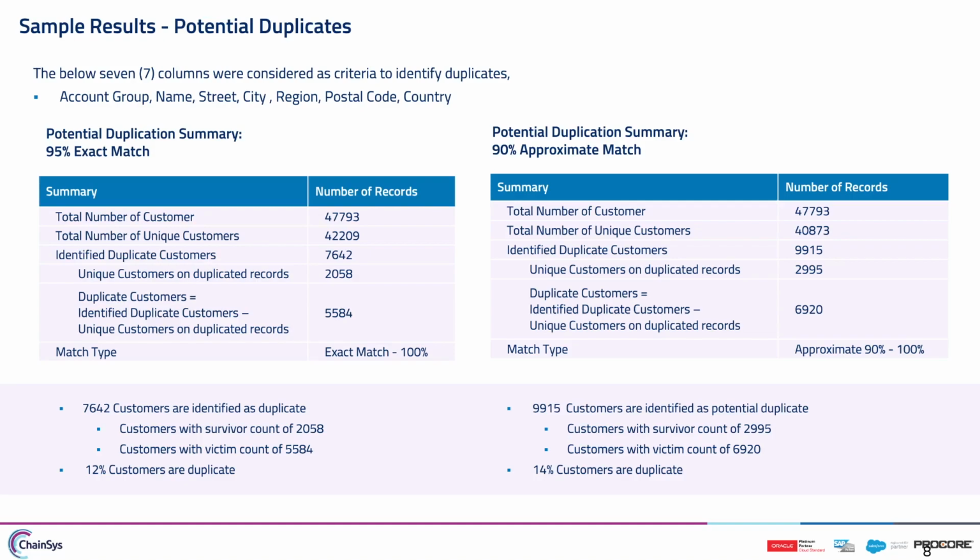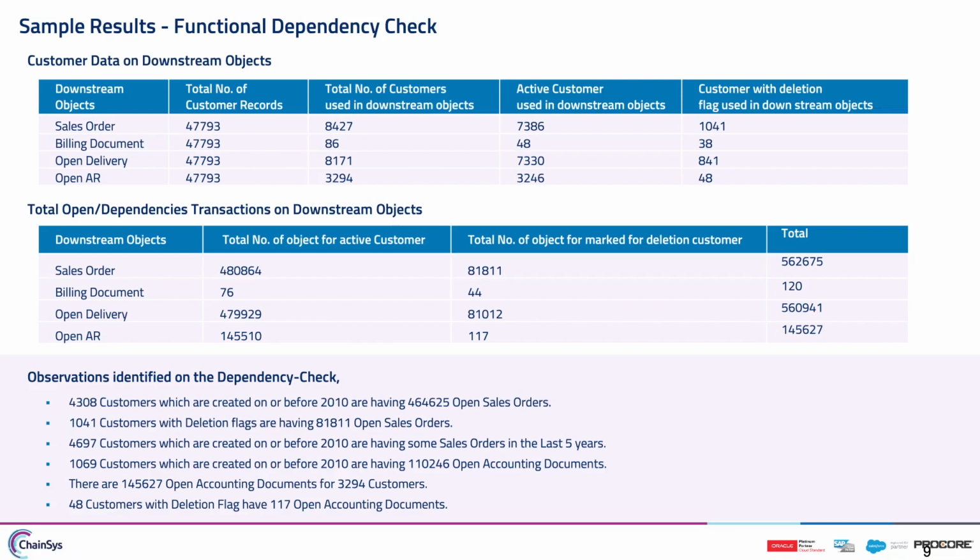And these are related to the functional dependency checks. Due to the time constraint I'm going through quickly, but if you need more detail on these data sets, I'm always welcome to connect. As part of the functional dependency check, as you can see, 4,300 customers created before this date have open sales orders, and there are 1,000 customers which have deletion flags but still have open sales orders. This kind of information is derived from the functional dependency. These are the pre-validations we can perform on the source data set.